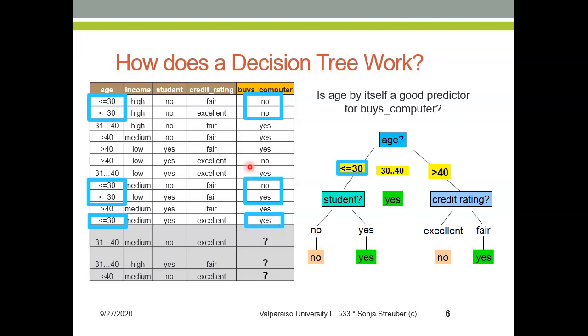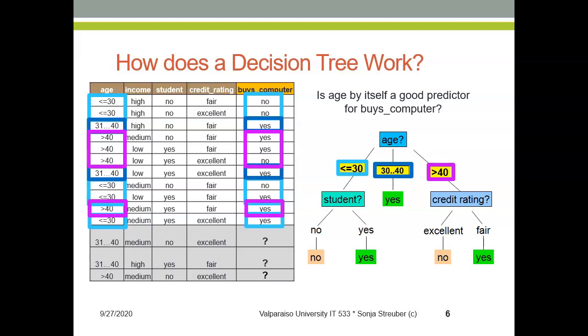Let's move on to our next age group, the 31s through 40s. And we're seeing here we have 2 rows in our data set, and our output in this case is yes for buys computer. That is a very clean and clear relationship. We like that. Our next group is the over 40s. Those are these 4 rows here. And our output here is, let's see, over 40, yes, yes. There's a no here, so we also know we need to ask further questions.